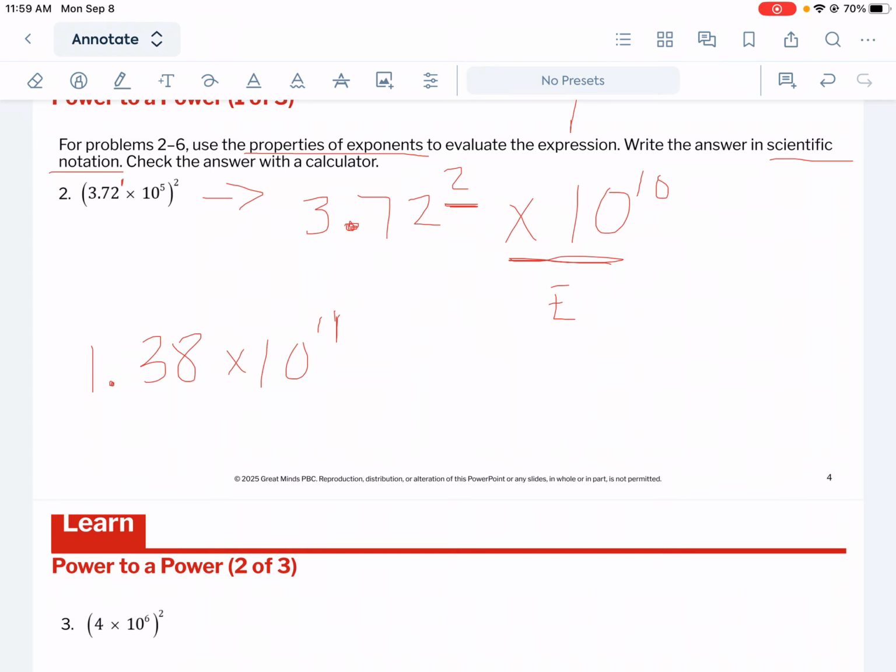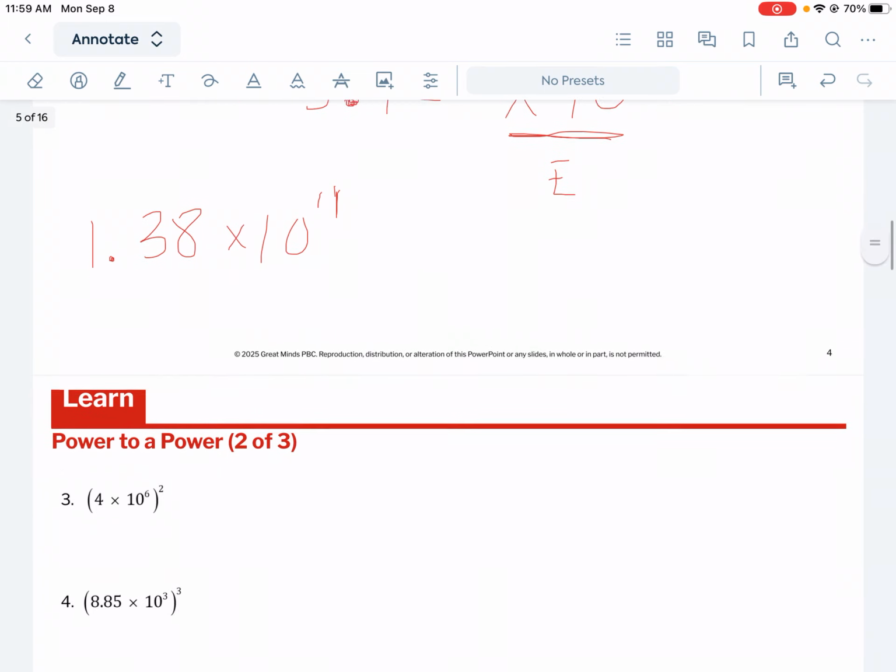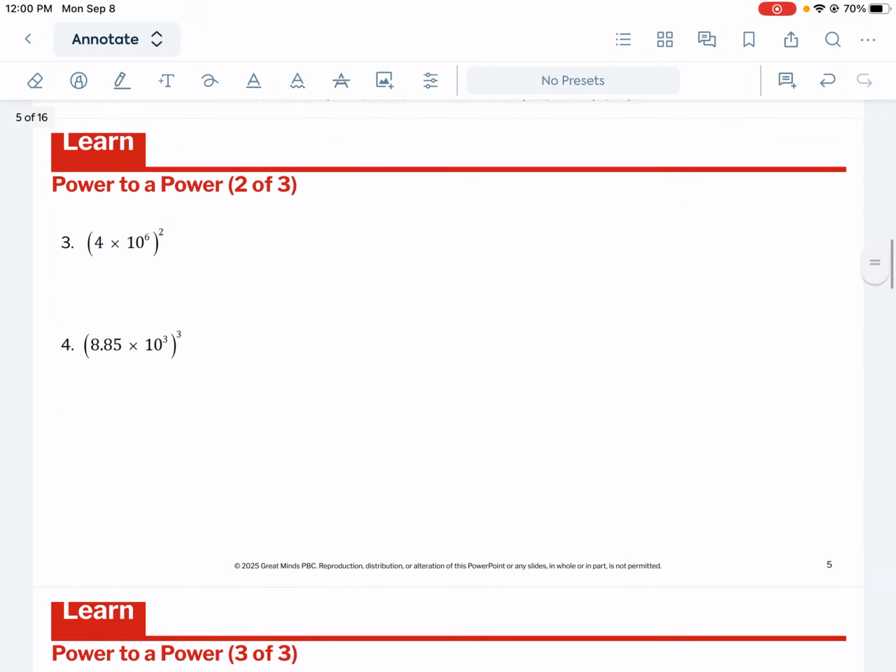Make sure you have your answer for number 2. It was 1.38 times 10 to the 11. Don't accidentally write the other answer. I just did that for demonstration.